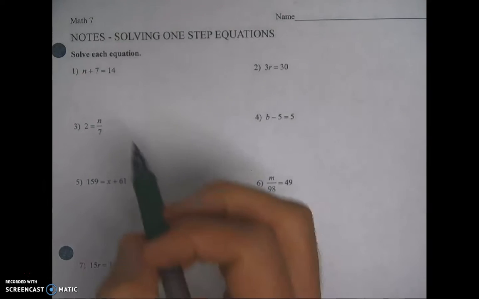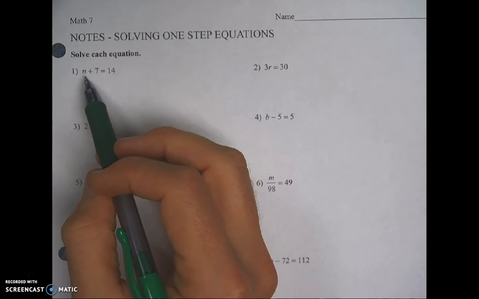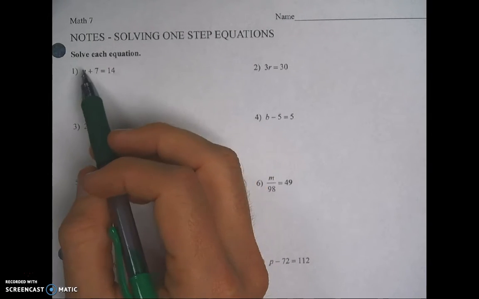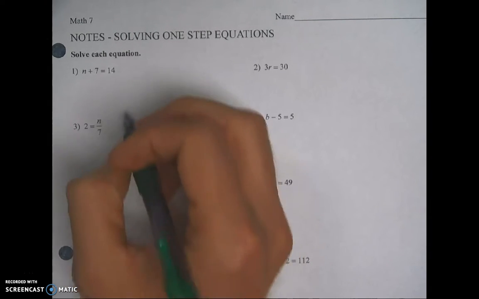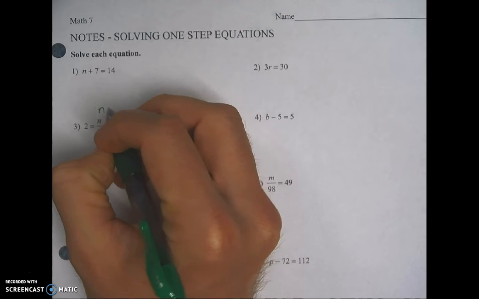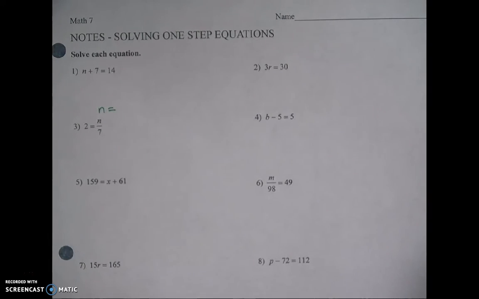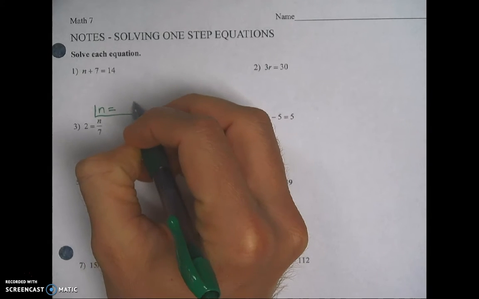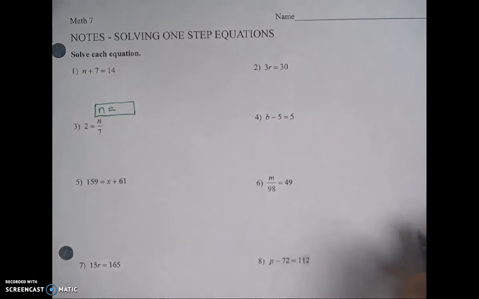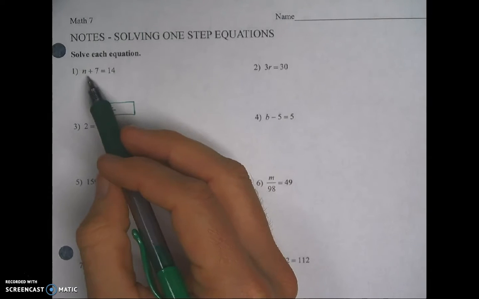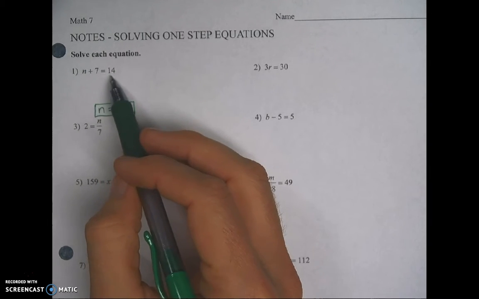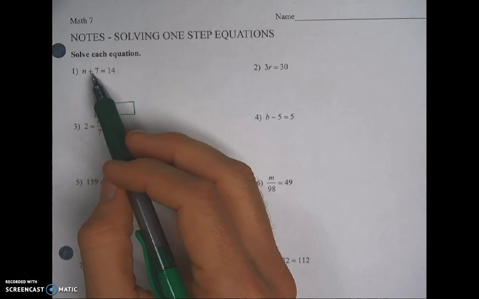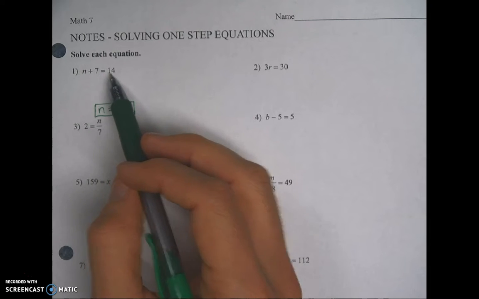Okay, so today we're going to focus on solving for the variable. So it says solve each equation. That means we want to find out what the letter actually equals. So our final answer should say n equals something, and then we get our answer. Okay, so our answer will be here, n equals something. So the equation says n plus 7 equals 14. So some number plus 7 equals 14.